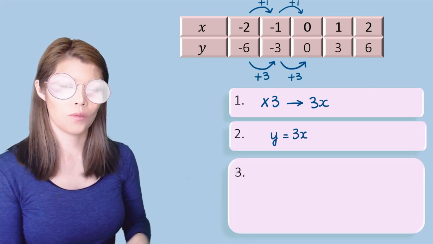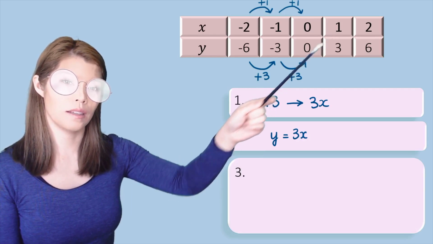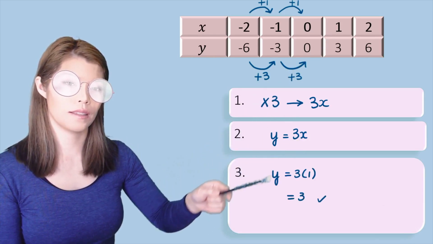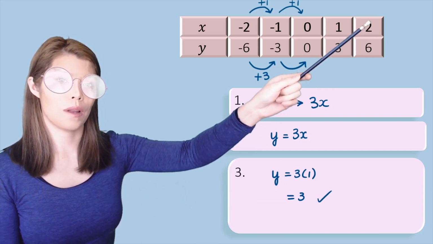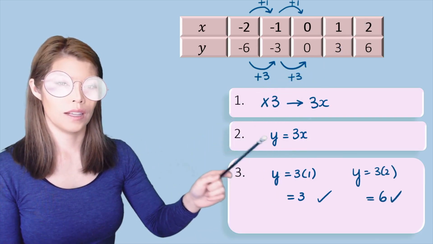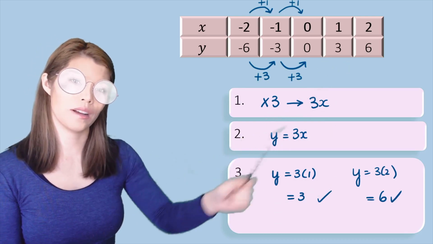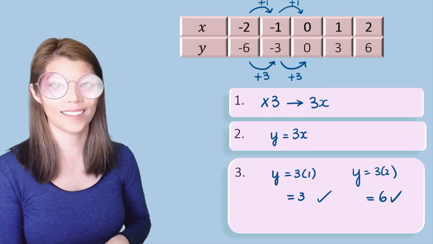And double check that it works. So let's plug in 1 into that equation, and we can see that it gets 3. And let's try plugging 2 into the same equation. So 3 times 2 is 6. So it works. Our equation is y equals 3x.